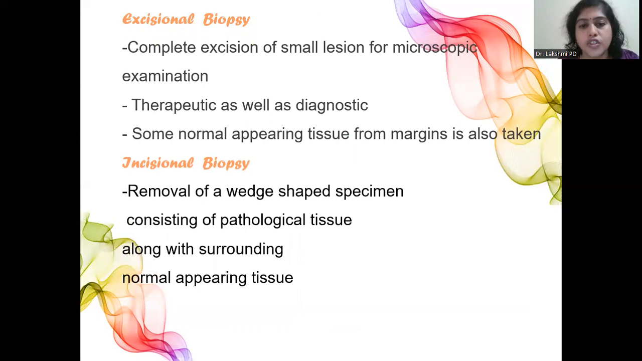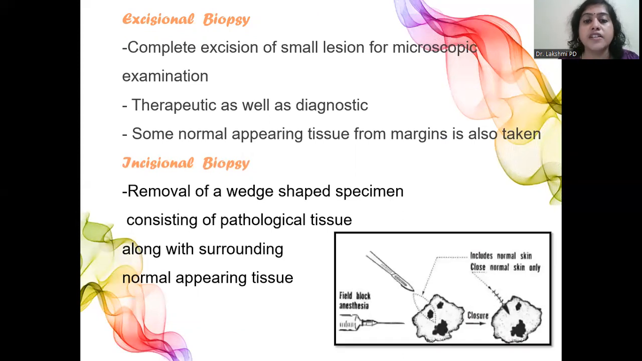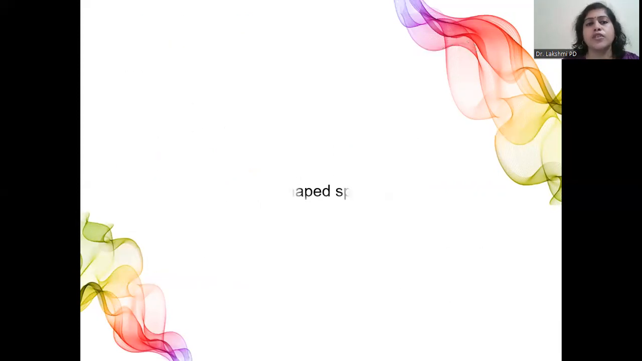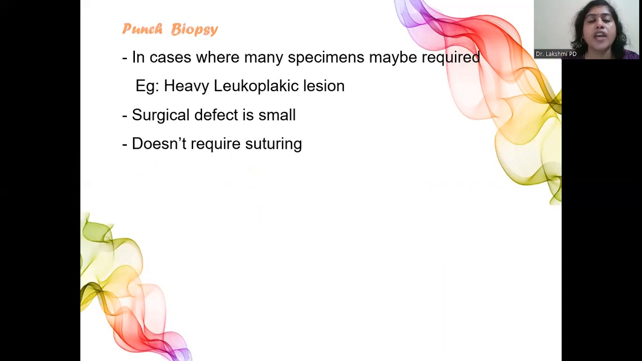Moving on to incisional biopsy. Incisional biopsy is basically the removal of a wedge-shaped specimen which contains the pathological tissue along with surrounding normal tissue. This is usually indicated when the pathology is really large, or it is multiple. You cannot literally excise the entire buccal mucosa when the patient has a large leukoplakic lesion. So that's when you indicate the patient for an incisional biopsy.